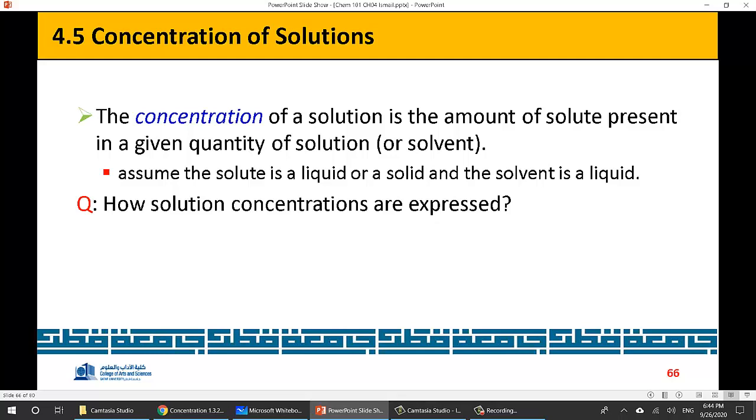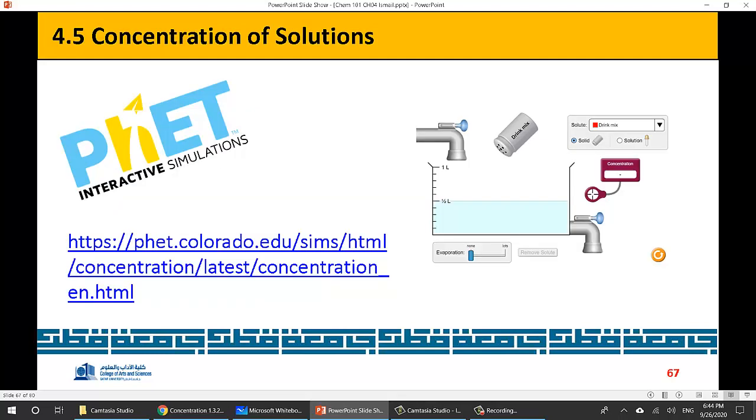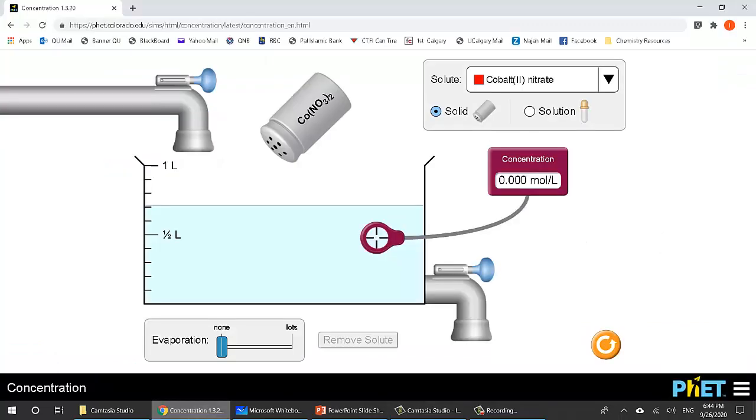How do you measure concentration? Concentration can be measured in different ways, but one of the most famous ways is molarity. Molarity is one of the ways to measure solution concentration. And this PhET demonstration, phet.com, provides a really nice way of explaining what concentration is.